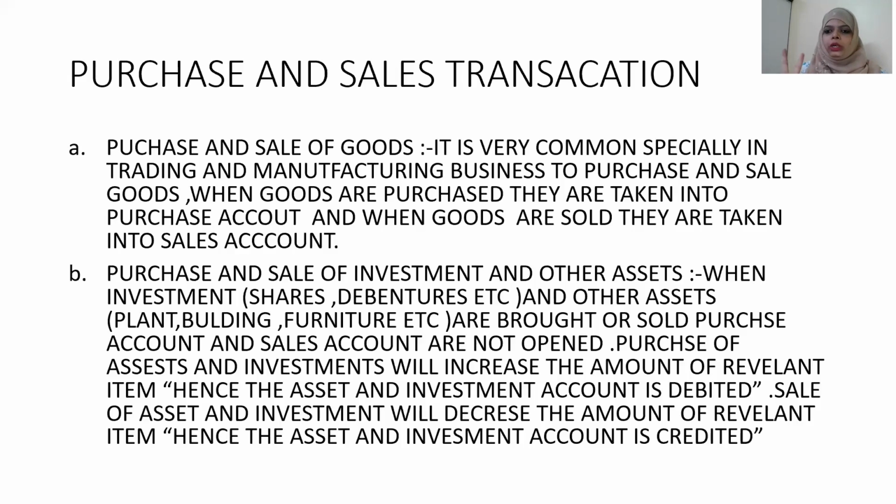Okay. Two important things to remember. First one is when there is a purchase of an asset or investment, you have to debit the asset and investment account. When there is a sale of an asset or investment, you have to credit the asset and investment account. Debit if there is an increment or purchase. If there is a sale, you have to credit. Purchase means debit, sale means credit, for the particular asset or investment account.